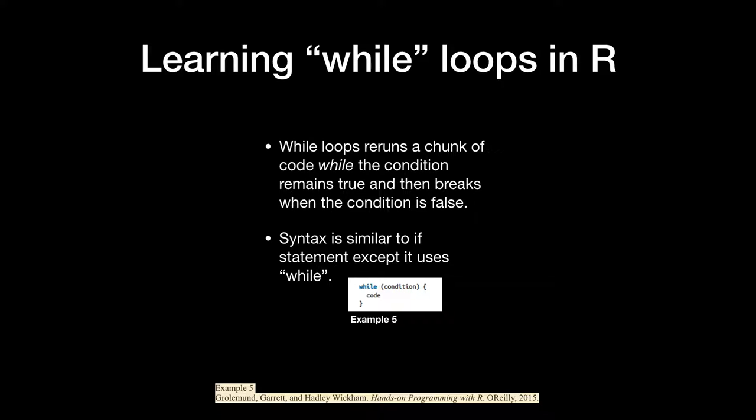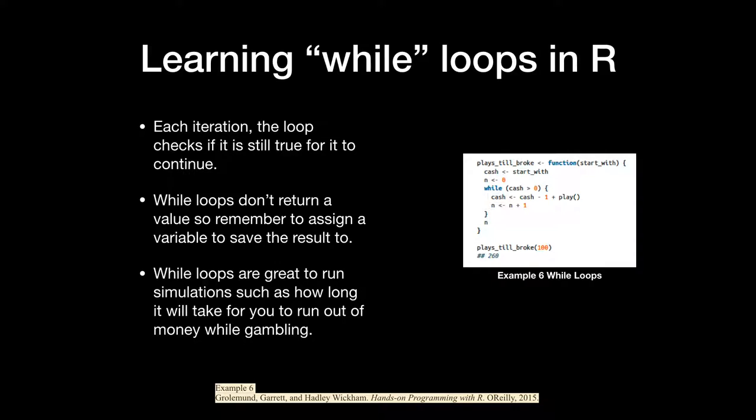Learning while loops in R. While loops rerun a chunk of code while the condition remains true and then break when the condition is false. The syntax is similar to the if statement, except it uses while. Each iteration, the loop checks if the condition is still true for it to continue. While loops don't return a value, so remember to assign a variable to save the results to.